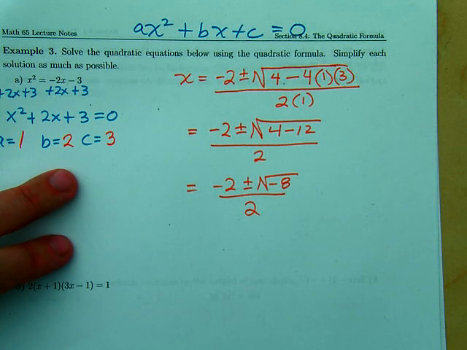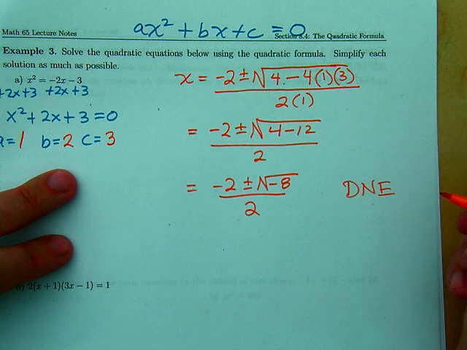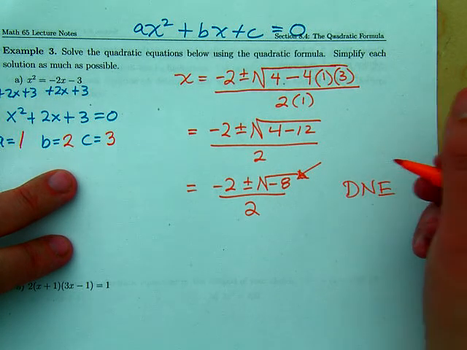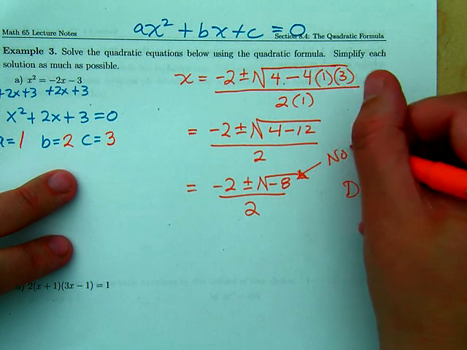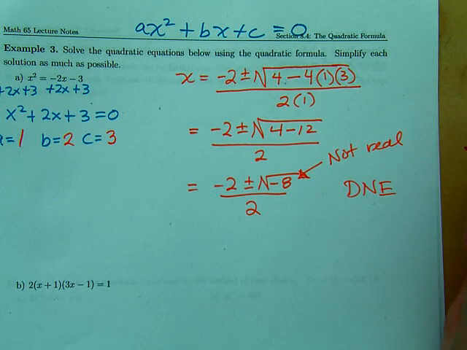Yes, because of the negative 8, this would be a does not exist. On WebWork, it's going to say DNE, does not exist. Because the negative 8 inside the radical, if you plug that in your calculator, it's going to say error, unreal number. So we call that not real when we take the square root of a negative. I know you had sent me one of those like that on WebWork.